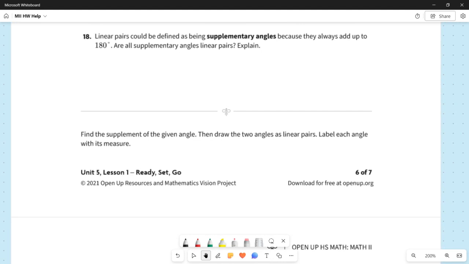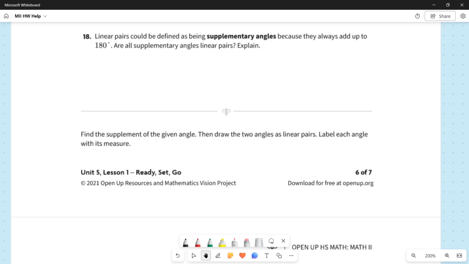Question 18 says, linear pairs could be defined as being supplementary angles because they always add up to 180 degrees. Well, that's true, right? Linear pairs are supplementary because the definition of supplementary angles is that it's two angles that sum to 180, and we just saw that linear pairs sum to 180. So question 18 is asking, are all supplementary angles linear pairs?